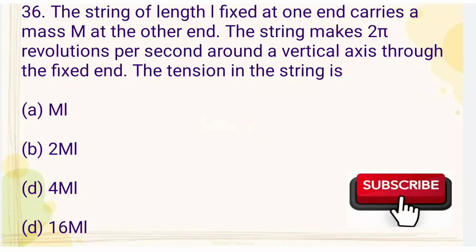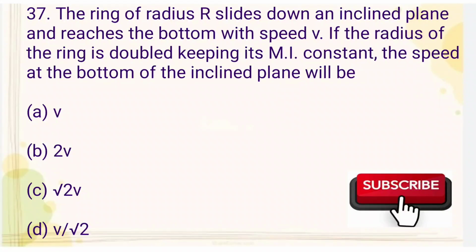A string of length L fixed at one end carries a mass m at the other end. The string makes 2 pi revolutions per second around a vertical axis through the fixed end. The tension of the string is... Option D is the correct option.